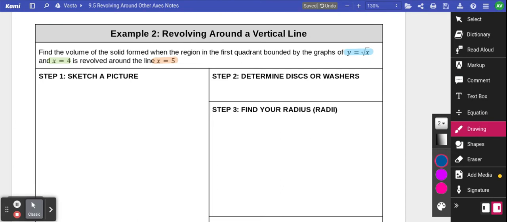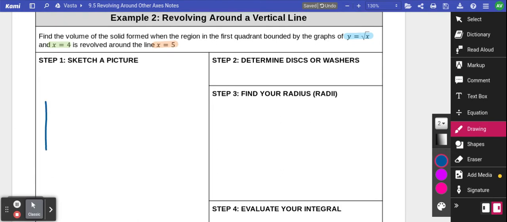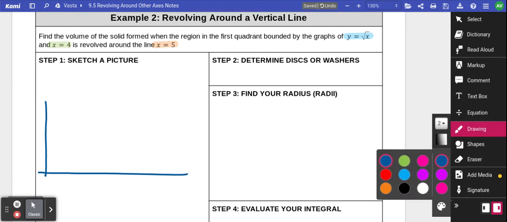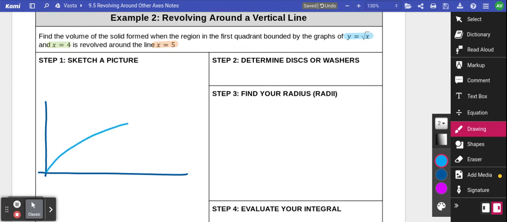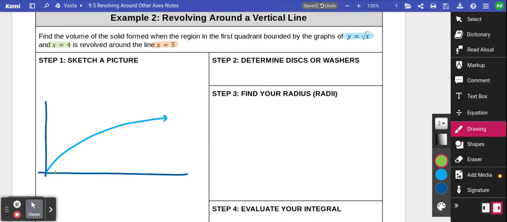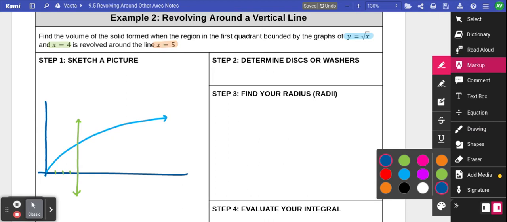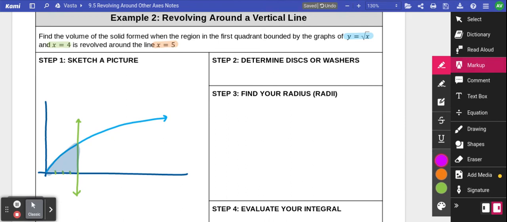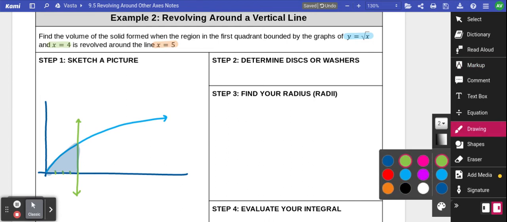So I'm going to go ahead and sketch a picture so I can visualize what's going on here. So I know I'm going to be in my first quadrant. I'm going to be taking y equals the square root of x, which looks like this, and the line x equals 4, which is going to be a vertical line at 4. And I'm going to be revolving this region. Now, these two graphs are going to intersect at the point (4, 2). And I know that because if I plug x equals 4 into the square root of x equation, I can figure out that the y value where those would meet would be 2.